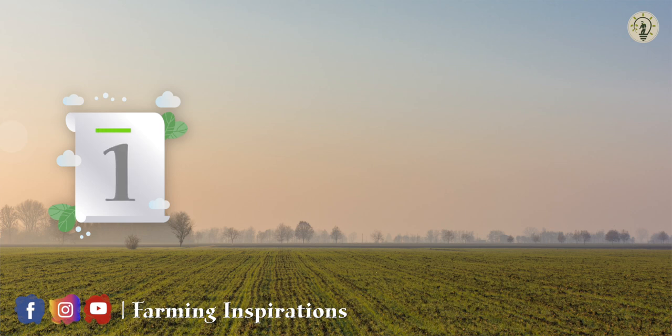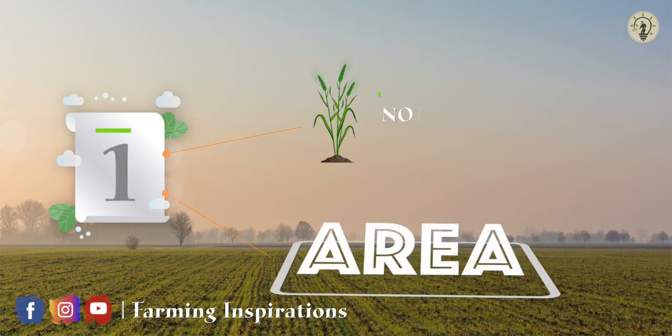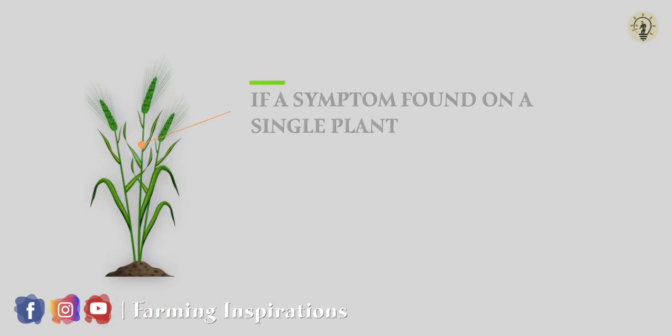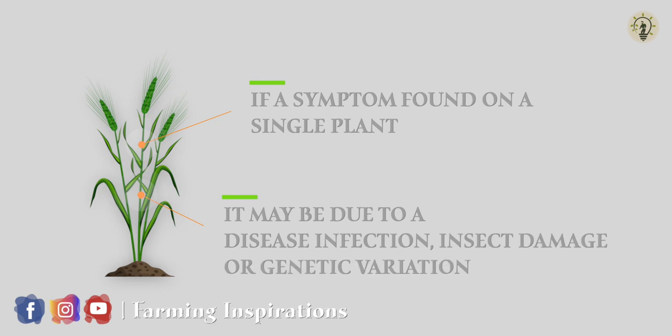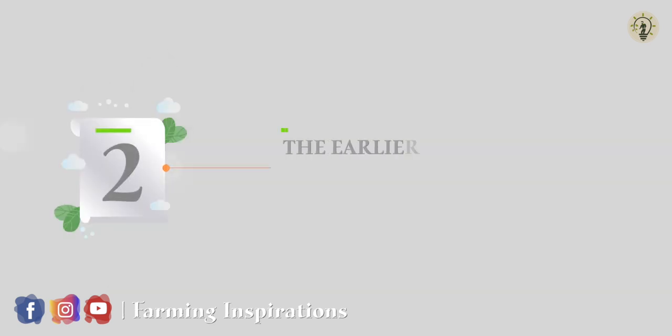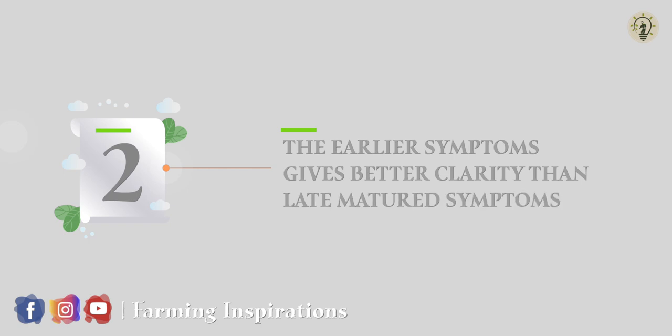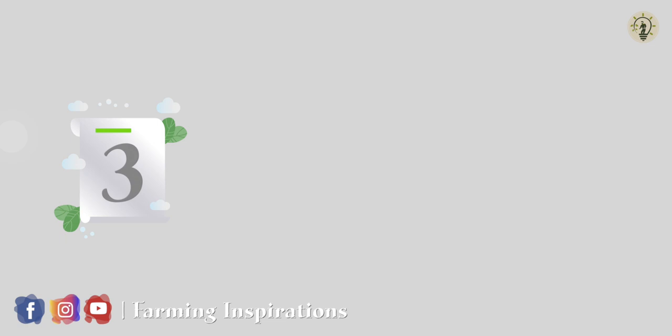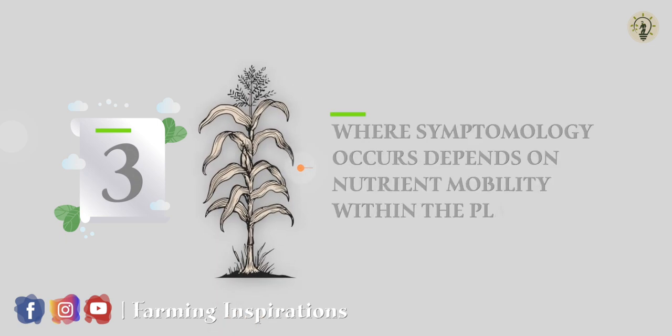Guideline number 1. Deficiency symptoms normally occur over an area and not on an individual plant. If a symptom is found on a single plant, it may be due to a disease or insect injury or a genetic variation. Guideline number 2. The earlier symptoms are often more useful than late mature symptoms. Guideline number 3. Where the symptomology occurs on the plant depends on the mobility of the nutrient within the plant.